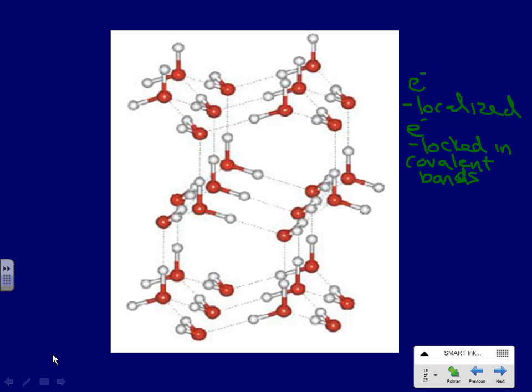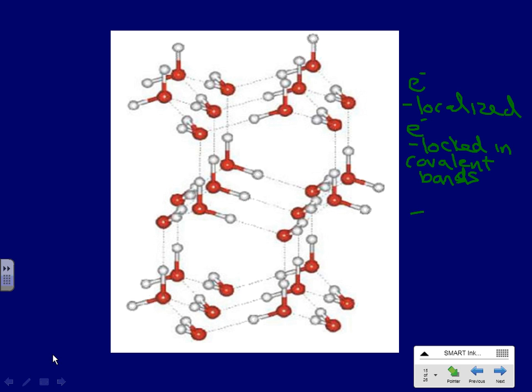I guess if we're going to use that as a memorizing technique, you've got to be careful with the ionic, because the electrons in ionic compounds are locked in as well. They're locked into the ions, but because they're ions and those charges can move, that is electrical conductivity.